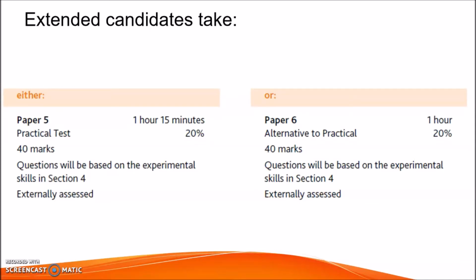Okay, the third paper for extended candidates is either paper 5 or paper 6, which is practical paper. So paper 5 is actually practical tests, and this is hands-on experiment. But then in our case, we're going to sit for paper 6, and it is alternative to practicals, and it is a written test. The duration is 1 hour, marks is 40 marks, and the weightage is the least among 3, which is 20% out of 100%. And all the questions will be based on the experimental skills.